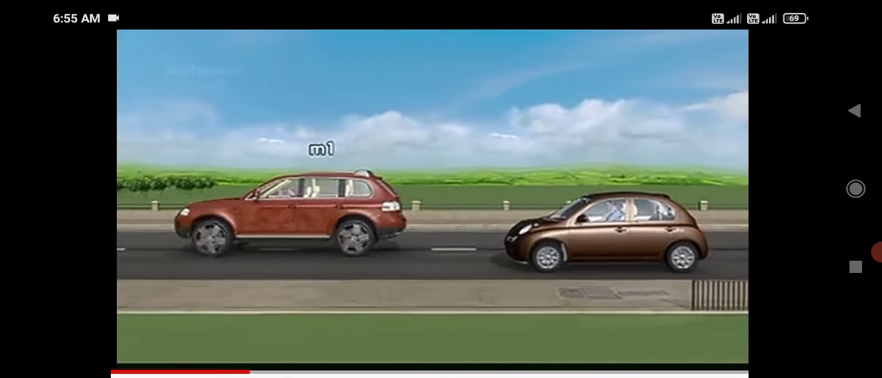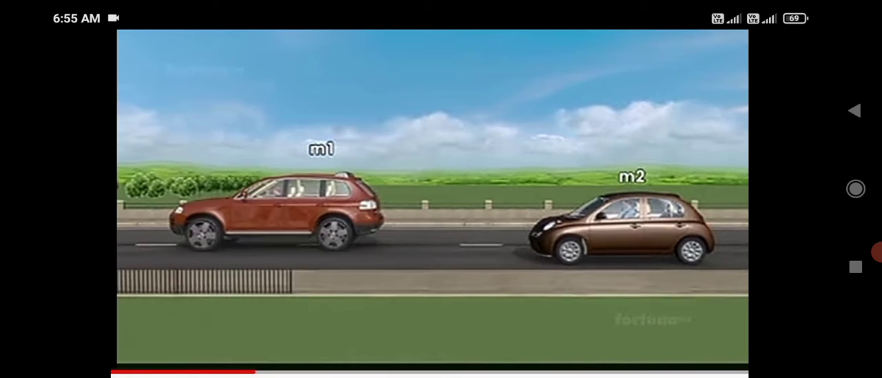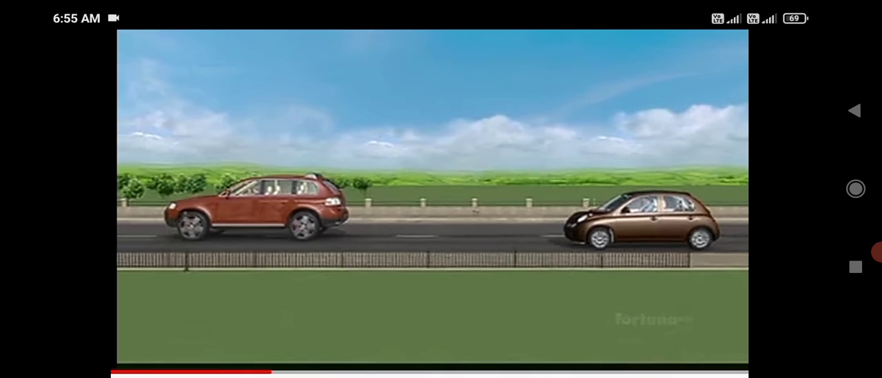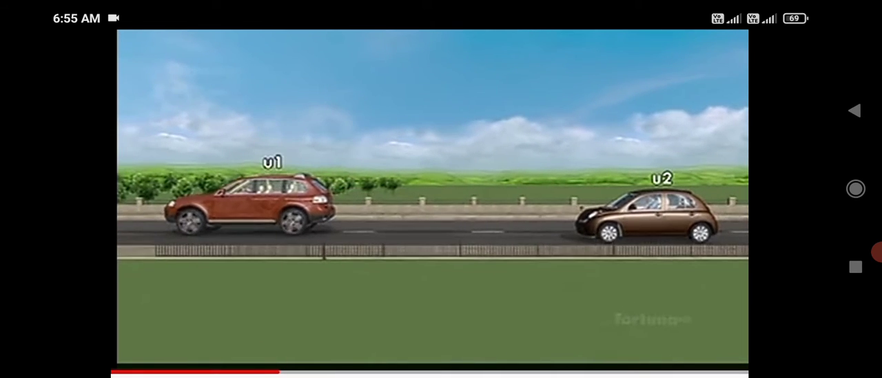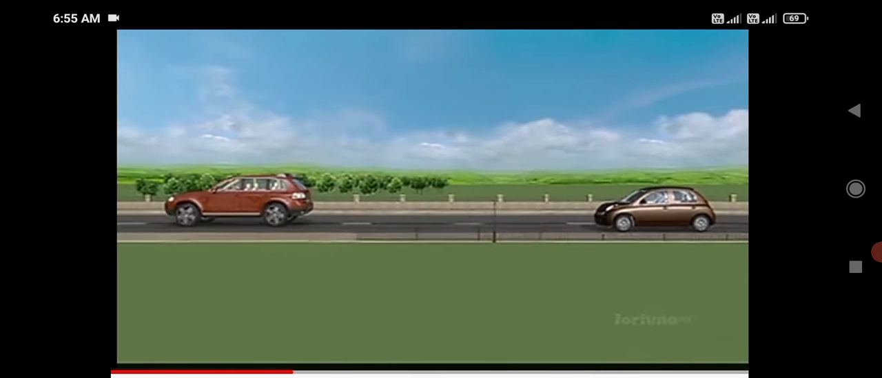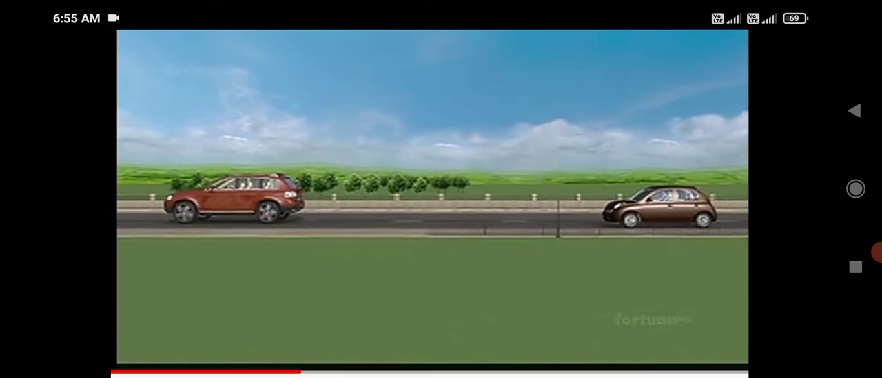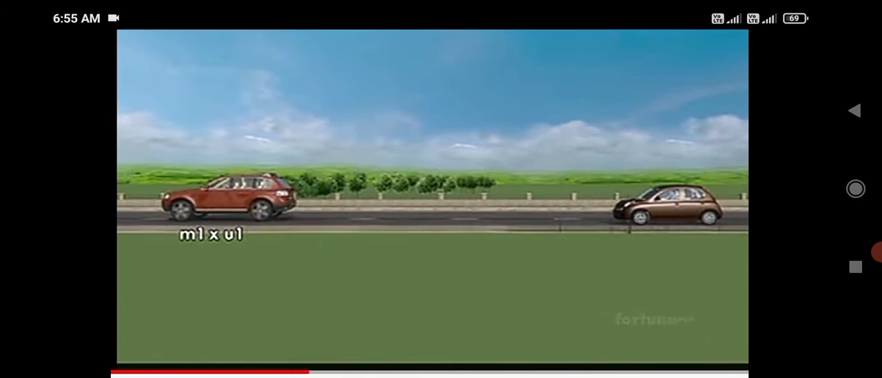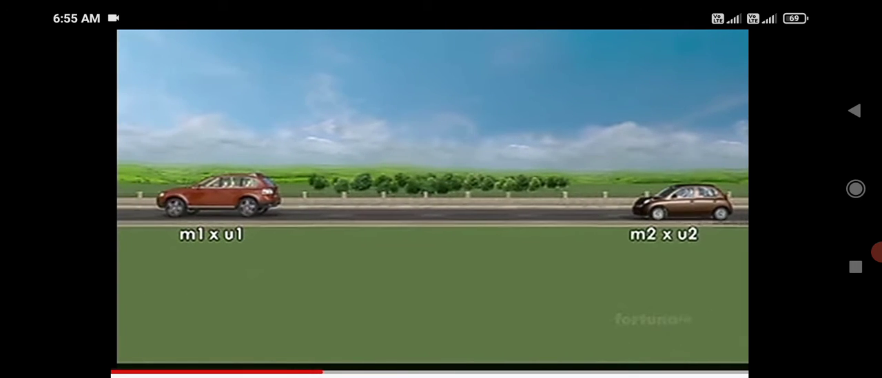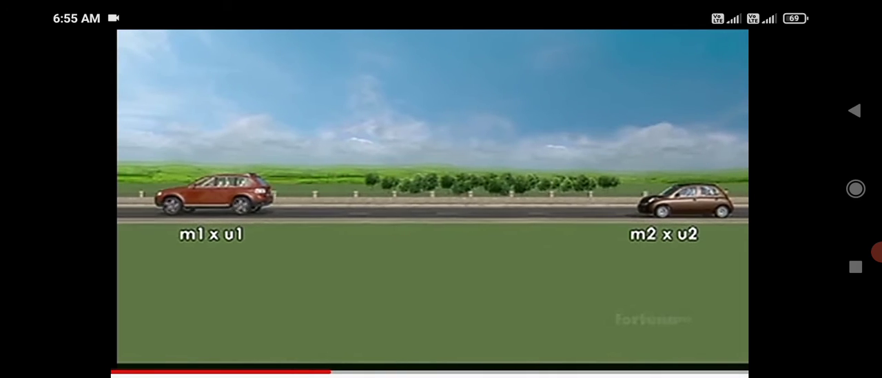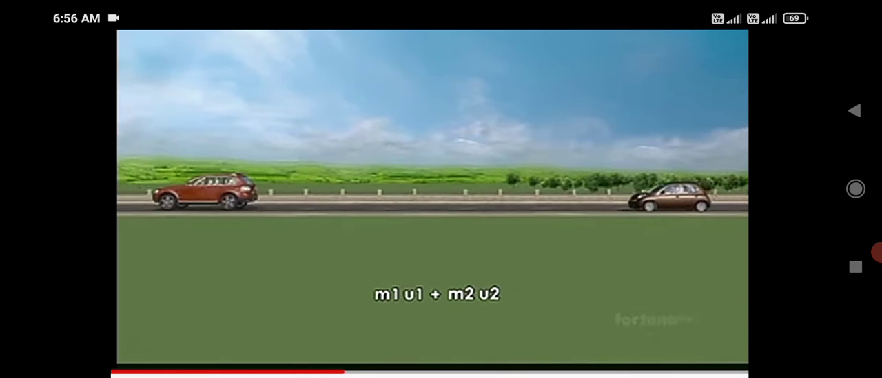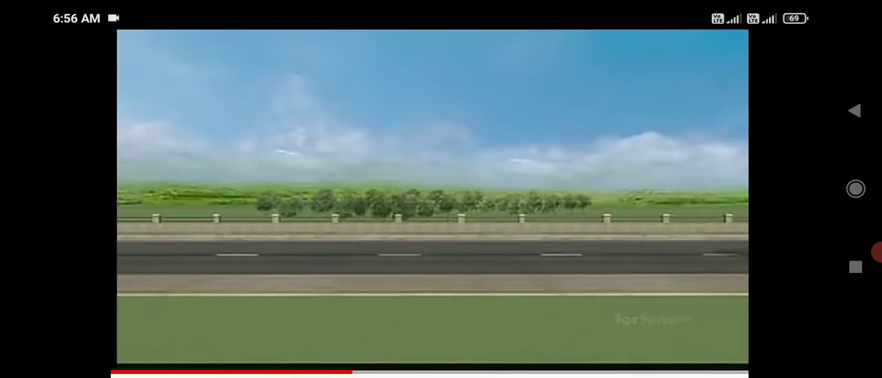Similarly, if two cars travel on a straight road, the first car has mass m1 and the second car has mass m2. Initially the first car travels with velocity u1 and the second car with velocity u2. The momentum of the first car is m1 u1, and the momentum of the second car is m2 u2. The sum of the momentum before collision is m1 u1 plus m2 u2.